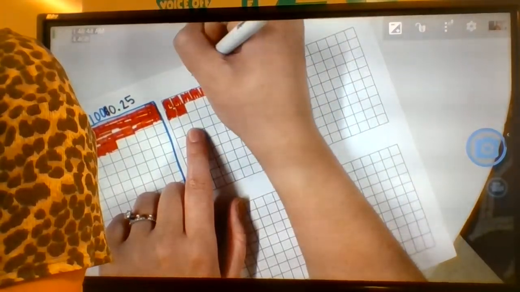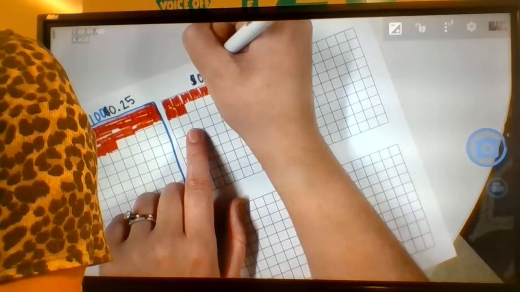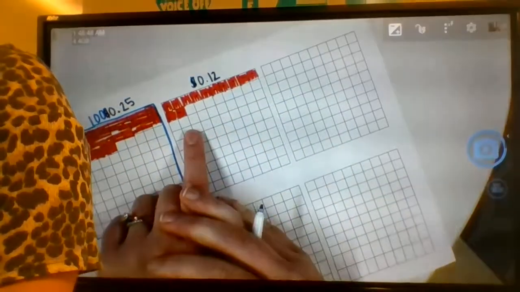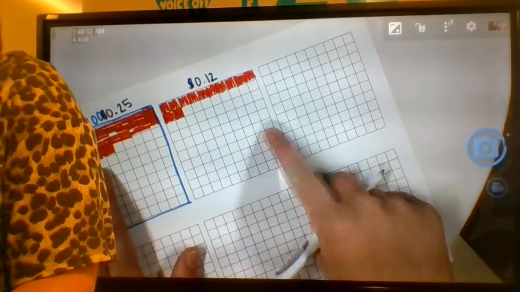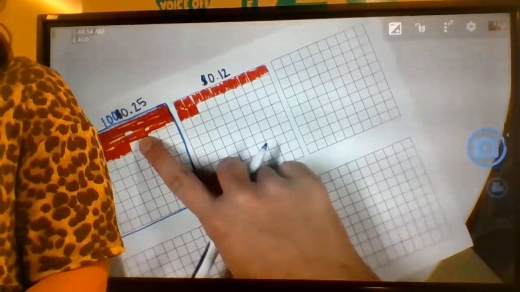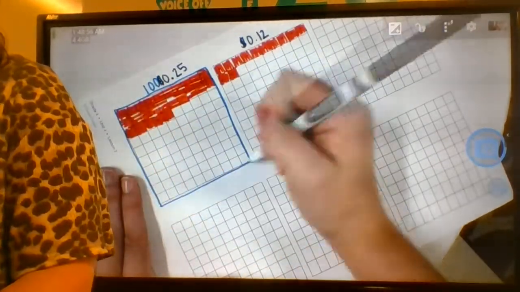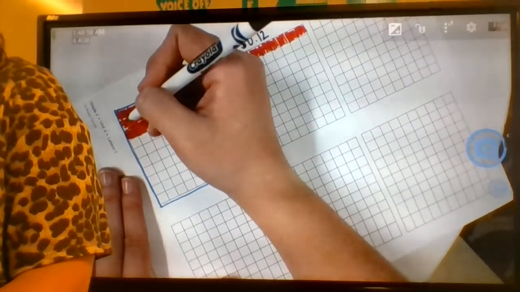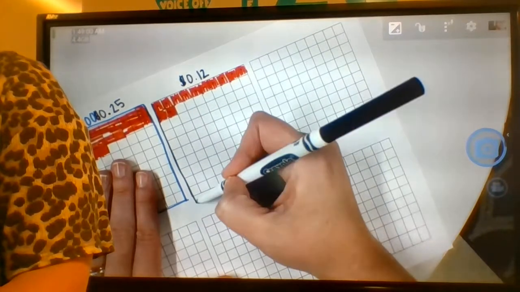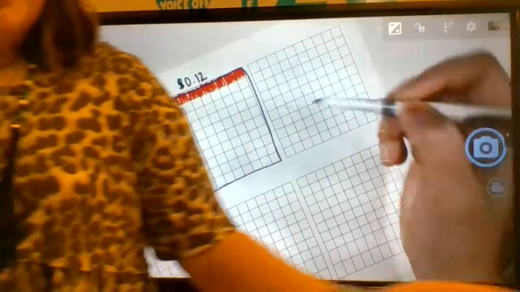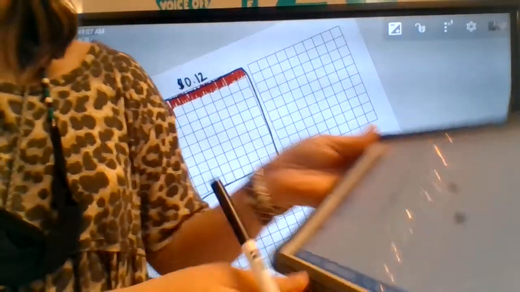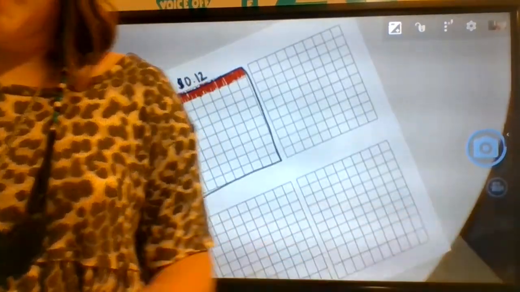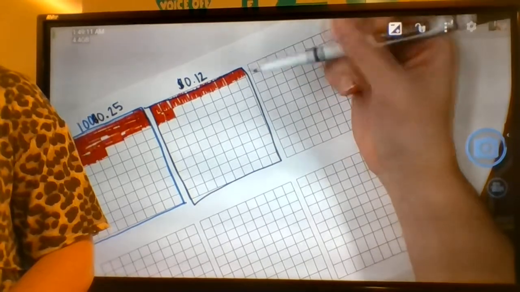So this is 12 cents out of my entire dollar, because we know that a dollar is a whole. So out of my entire dollar, if I added up a dime and 2 pennies, then I would have 12 cents.